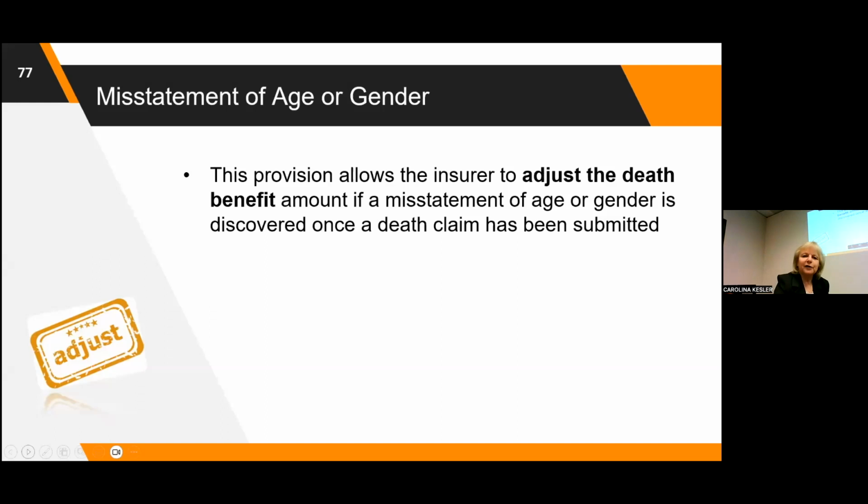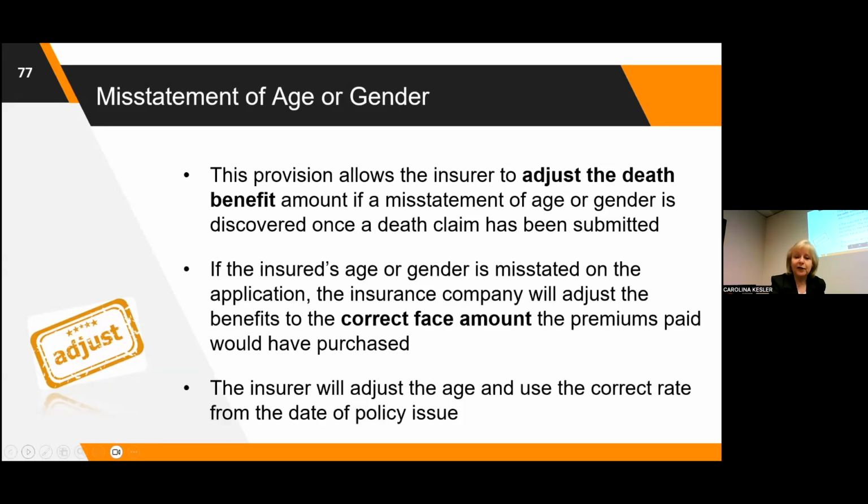Misstatement of age or gender. This provision allows the insurer to adjust the death benefit amount if a misstatement of age or gender is discovered once a death claim has been submitted. If the insured's age or gender is misstated on the application, the insurance company will adjust the benefits to the correct face amount the premiums paid would have purchased. The insurer would then adjust the age and use the correct rate from the date the policy was issued. So they're going to pay what it would have paid if they had told the truth, right?